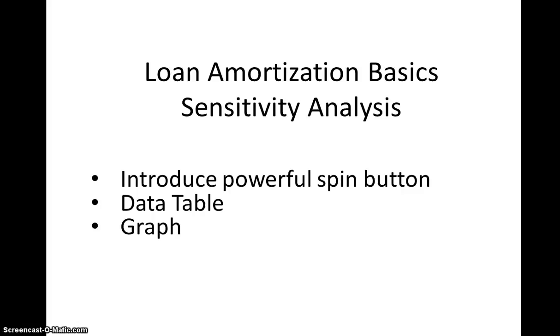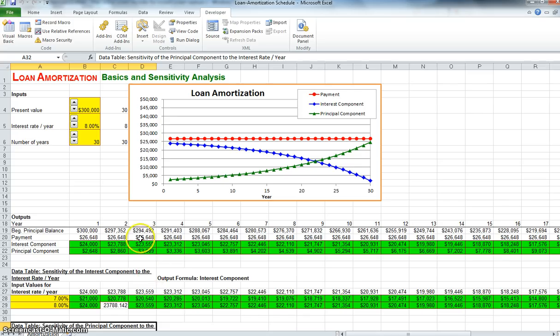So this is the loan amortization basics, sensitivity and analysis. In this video there'll be three functions I'm going to introduce, which are the powerful spin button, data table and graph, and then we'll do analysis on those. After the video is done, the worksheet should look like this: something like loan amortization, basics, and sensitivity analysis.